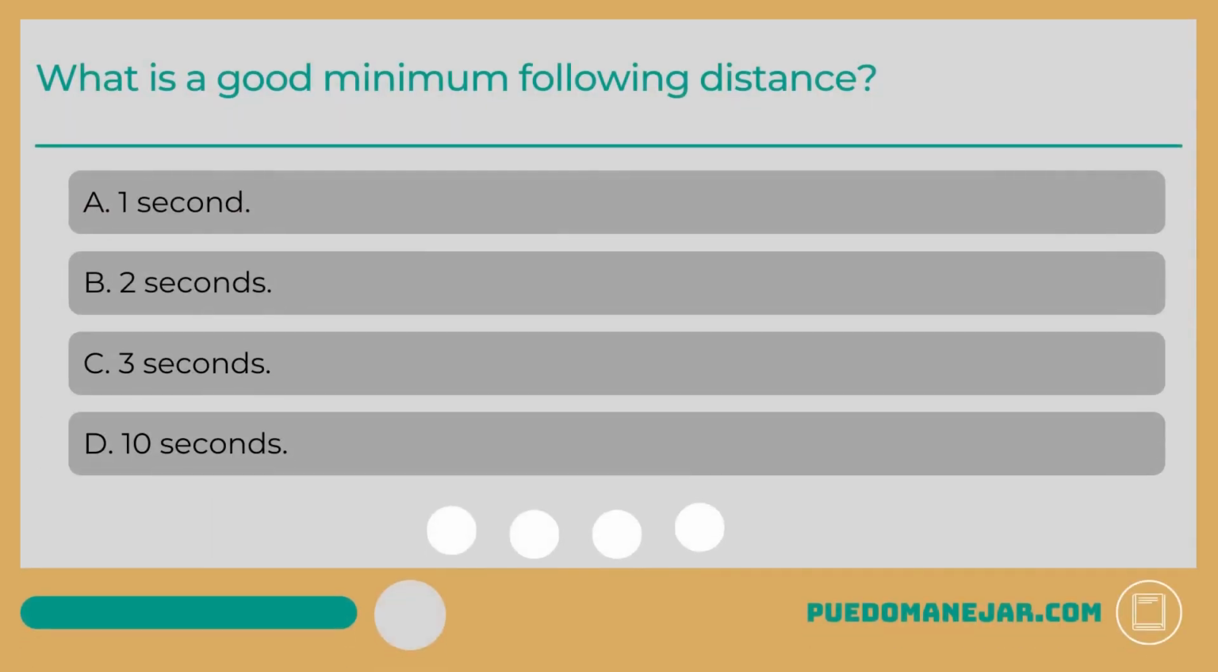What is a good minimum following distance? A. 1 second. B. 2 seconds. C. 3 seconds. D. 10 seconds.